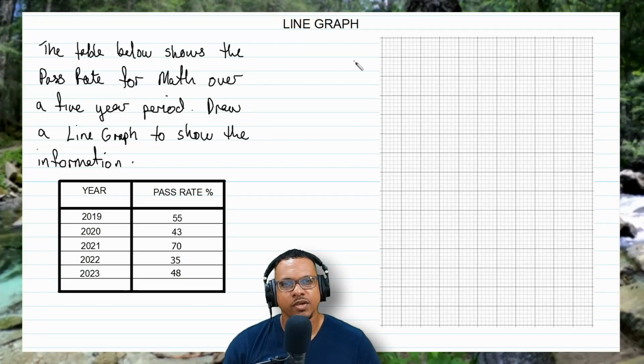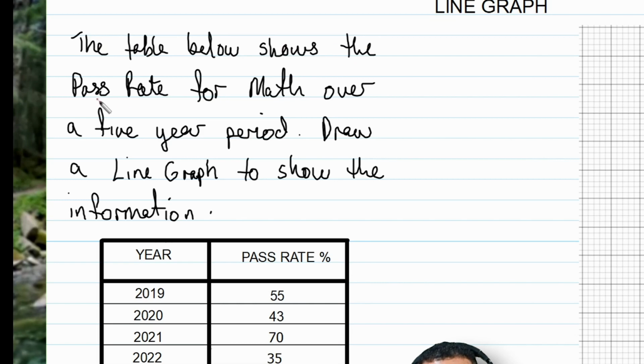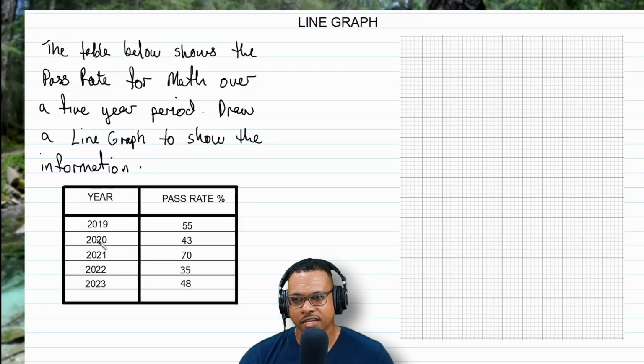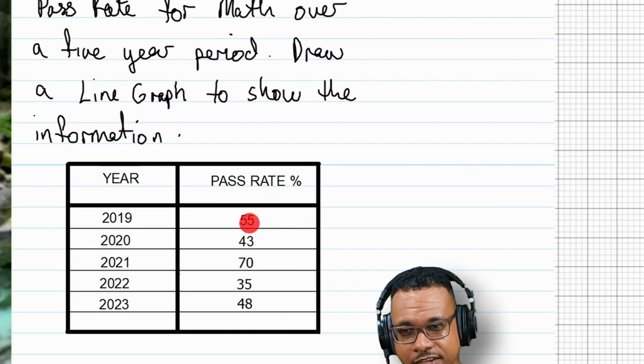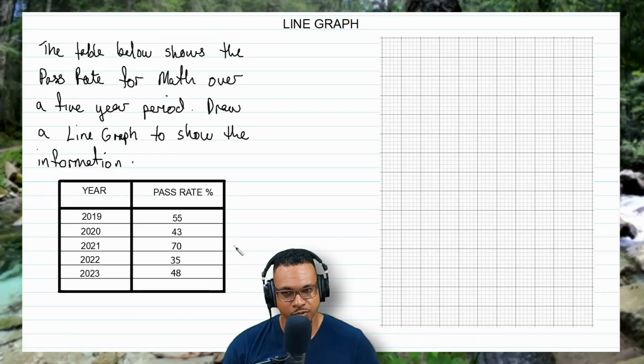In this video, we are going to look at how to draw a line graph. So we have the table below shows the pass rate for math over a 5-year period. We want to draw a line graph to show the information. So here I have my categories, which are the years. So we have 2019, 2020, 2021, 2022, and 2023. Here we have the pass rate, which is 55% pass in 2019, 43% pass in 2020, and so on.